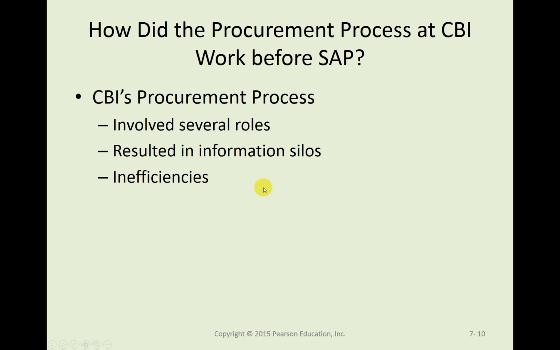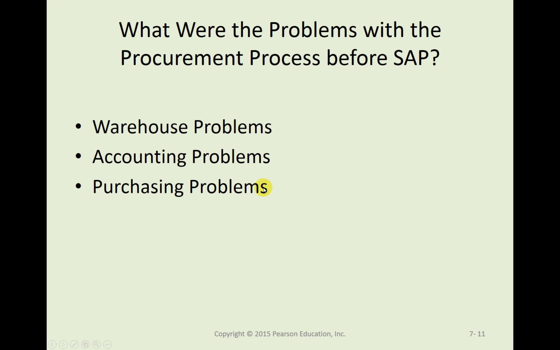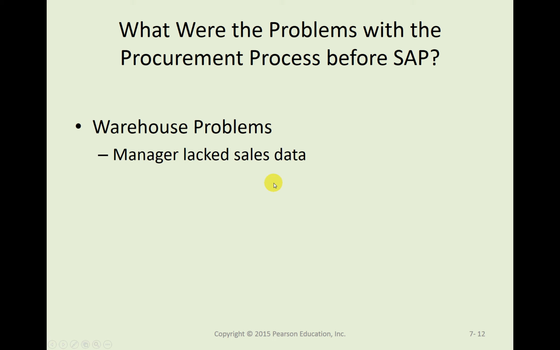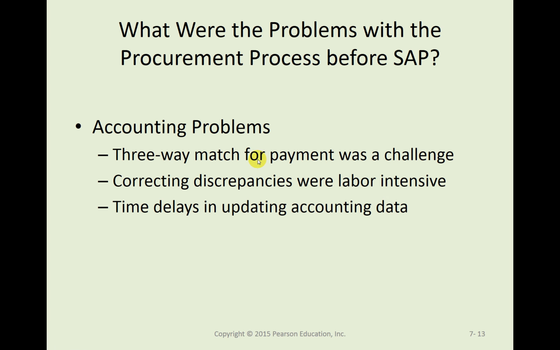So the system wasn't working very well, and it resulted in warehouse problems, accounting problems, and purchasing problems. The warehouse problem specifically is that Wally didn't know what was selling very well, so he couldn't know what to order next to produce next. Anne in accounting didn't know what we ordered, what we received, and what we should pay for. And since that's real money that's going out of the company, that's a very, very important problem.